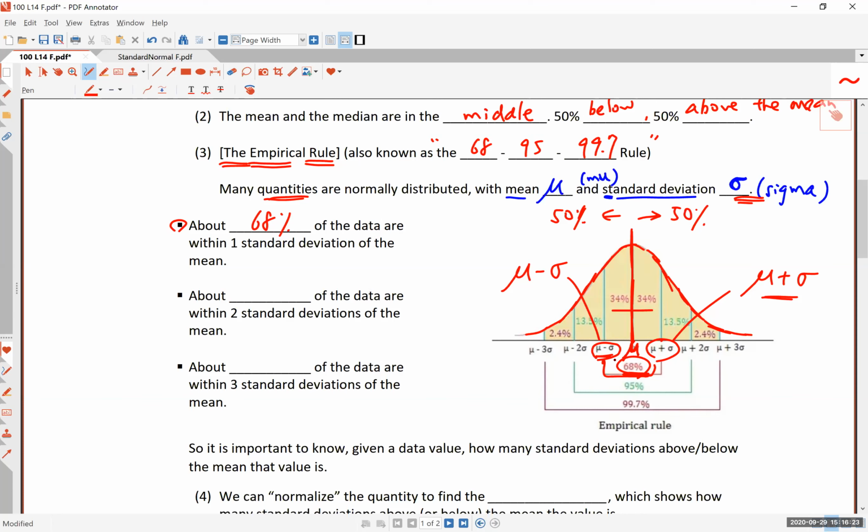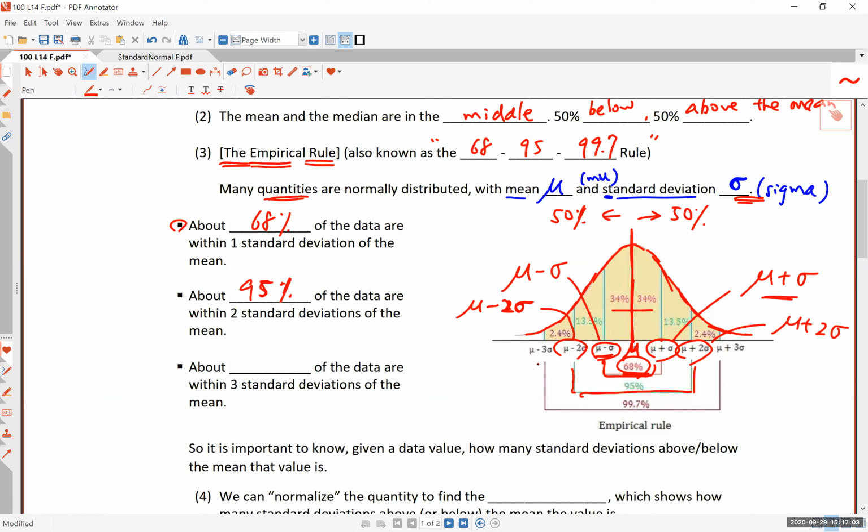And then if you go to two standard deviations, so this is mu plus two sigma, and this is mu minus two sigma. If you go within two standard deviations from the mean, then you have 95% of all the people, or all the populations, or all the data. So again, 68% within one standard deviation, about 95% within two standard deviations.